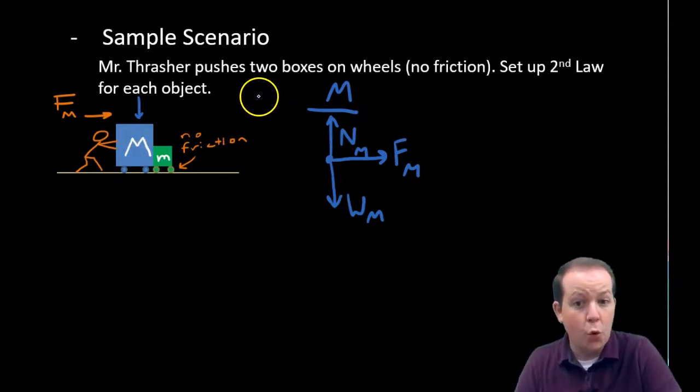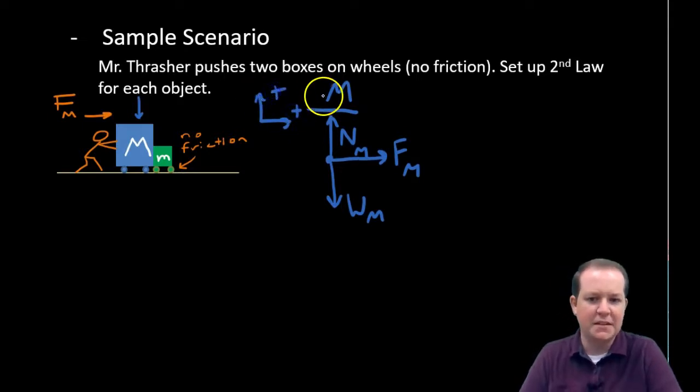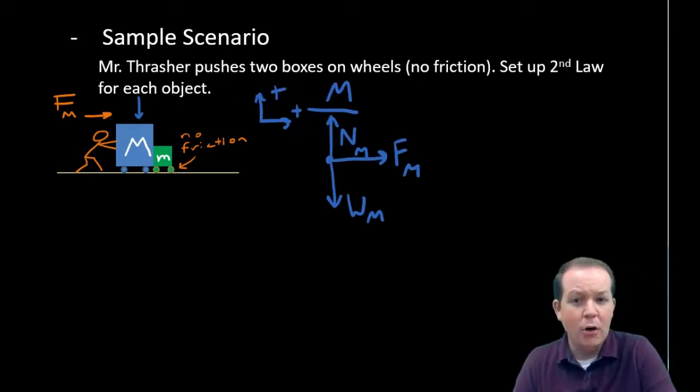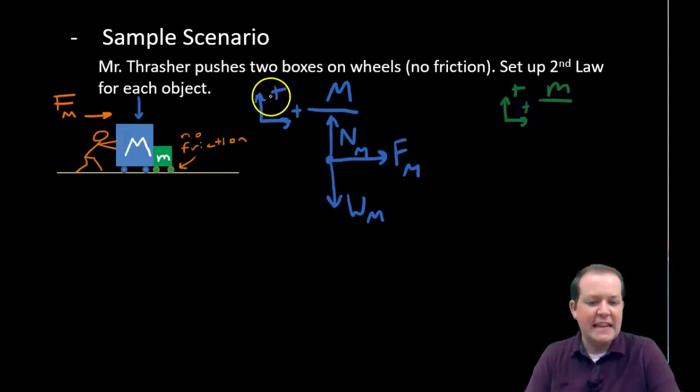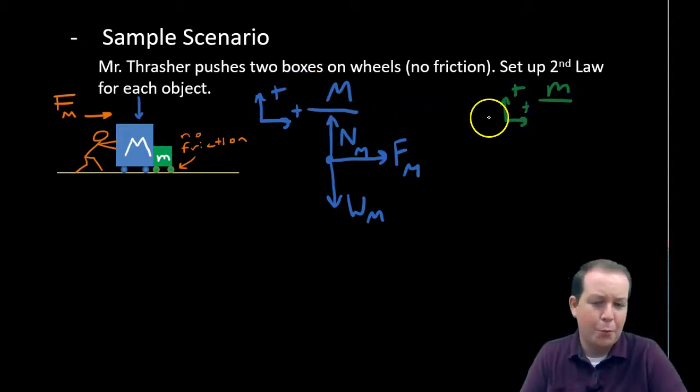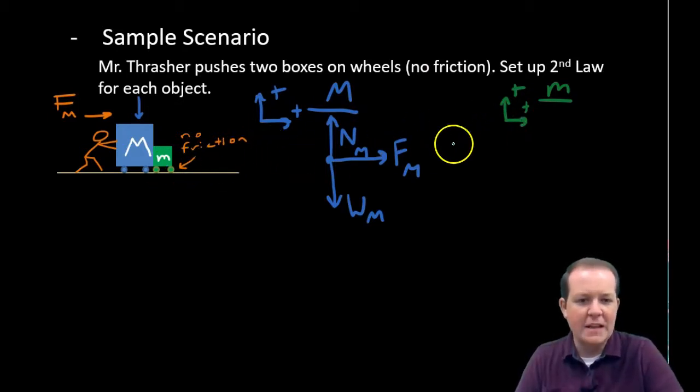Maybe I draw my little coordinate system. There's no incline in this problem, so maybe I just say right is positive and up is positive. Lovely. Now, I'm nice and organized. I'm going to set up the sum of the forces for the green box, the little m. And individually, I'll keep them the same because that probably makes sense, so right is positive also for the little box, and up is positive.